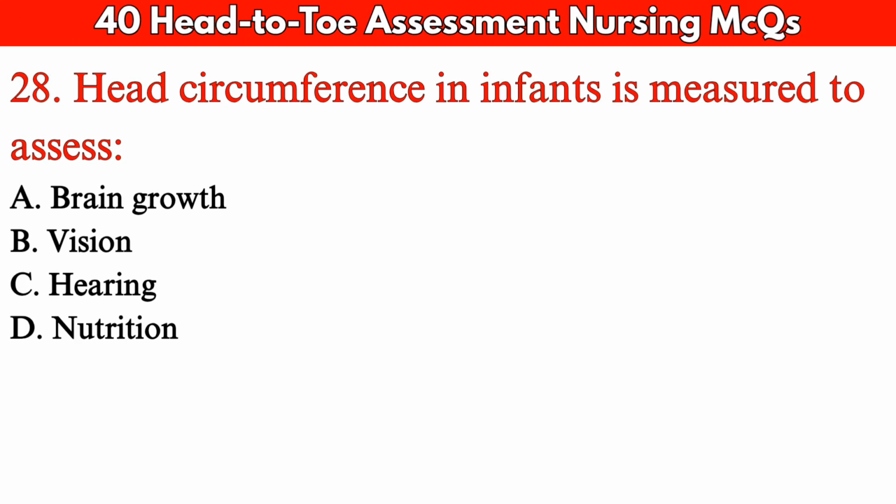Head circumference in infants is measured to assess A. Brain growth, B. Vision, C. Hearing, D. Nutrition. Correct answer is A. Brain growth. In infants, the skull bones are not fully fused, so head circumference reflects brain growth and development. Abnormal measurements may indicate neurological conditions such as hydrocephalus or microcephaly. It does not directly assess vision, hearing, or nutrition.